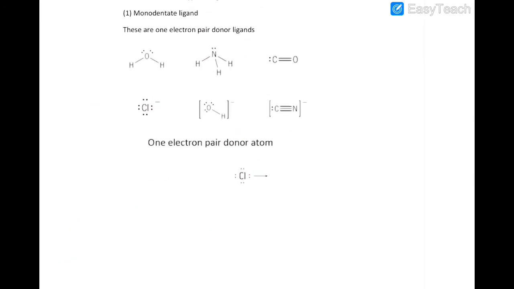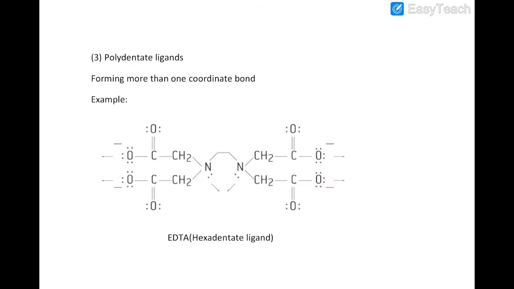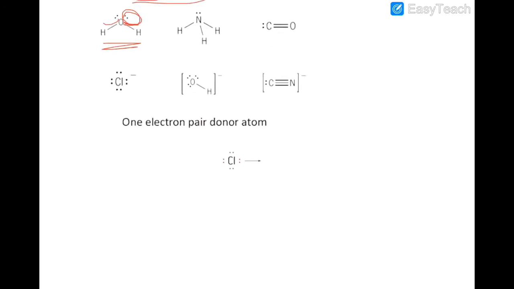Let's see different kinds of ligands. We have monodentate ligand, bidentate ligand, and polydentate ligand. A monodentate ligand is one that is going to donate only one pair of electrons. So the ligand can have 2 or more electron pairs, but only one electron pair will be donated. For example, H2O has 2 lone pairs, but only one is going to be donated to the metal ion at one time. Here you could have the Cl- forming a dative bond with, let's say, Fe2+. So this is donation of one electron pair.